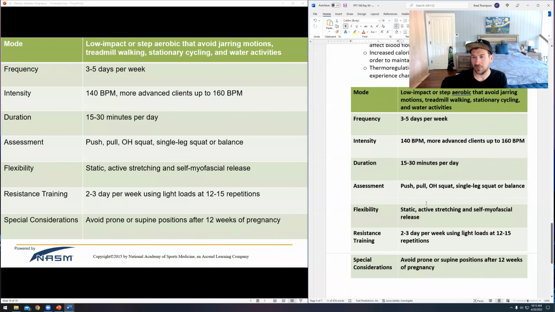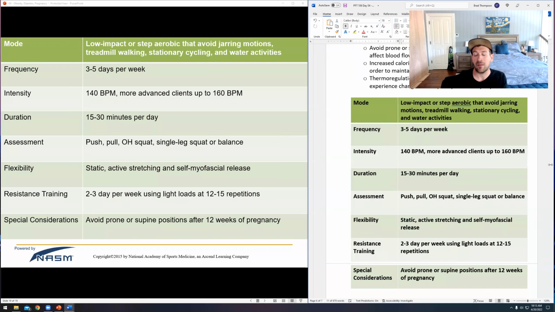So the modes that are going to be most commonly used are probably low impact exercises. Maybe step aerobics, that are low impact, but we're just avoiding any jarring actions. We're not making our client do squat jumps or box jumps or depth jumps or things like that. Treadmill walking, stationary cycling. Aqua aerobics can be really helpful because it's really fun and also takes some of the body weight off, which can just be very comfortable feeling. Frequency 3 to 5 days per week, just like your average client.